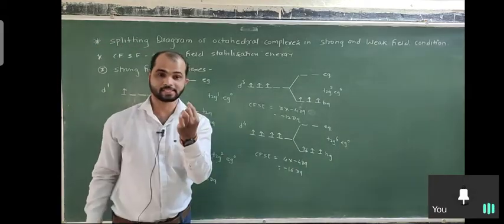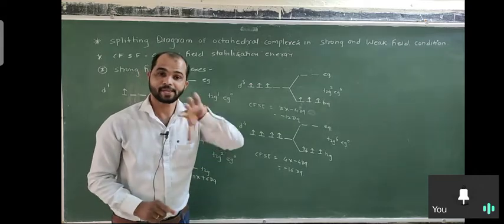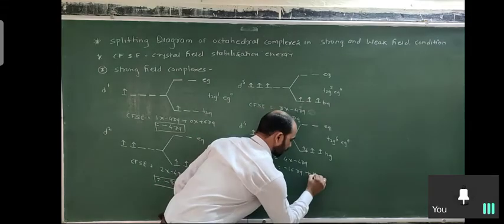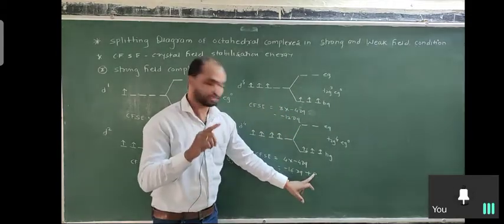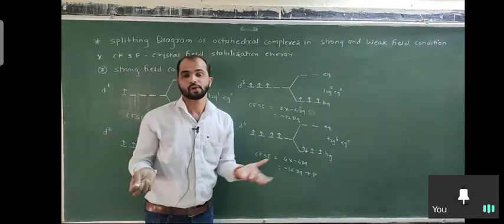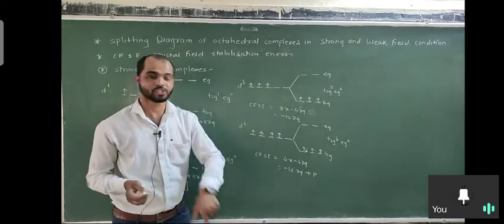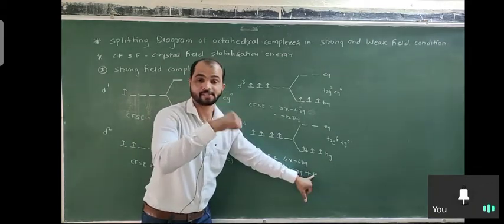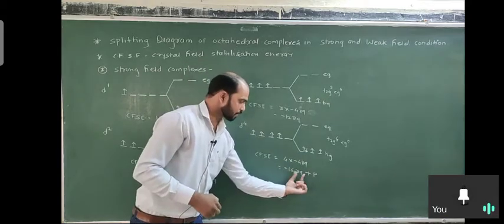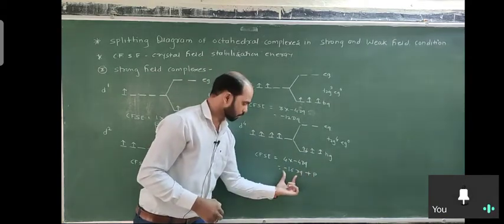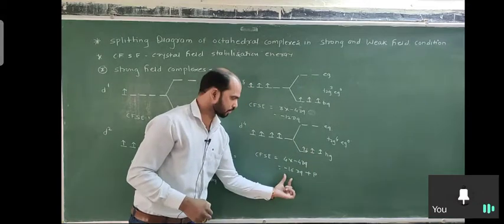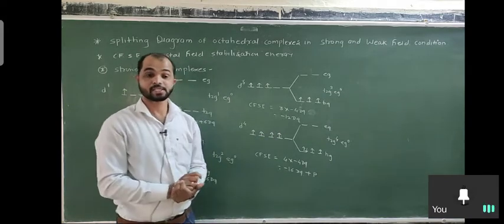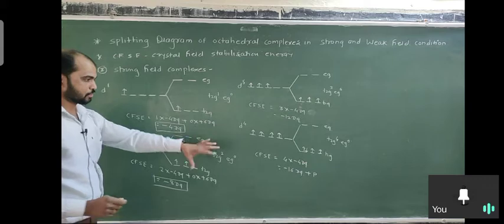Plus, here one pair is there, which means with CFSE the pairing energy also exists. So we mention here P. If there are two pairs, you mention 2P. We don't know how much pairing energy there is, so we just mention P, meaning additionally the pairing energy is there. That's why with CFSE we add pairing energy. So minus 16 Dq for 4 electrons plus P, that means plus pairing energy, is the total CFSE. This is for the d4 system.